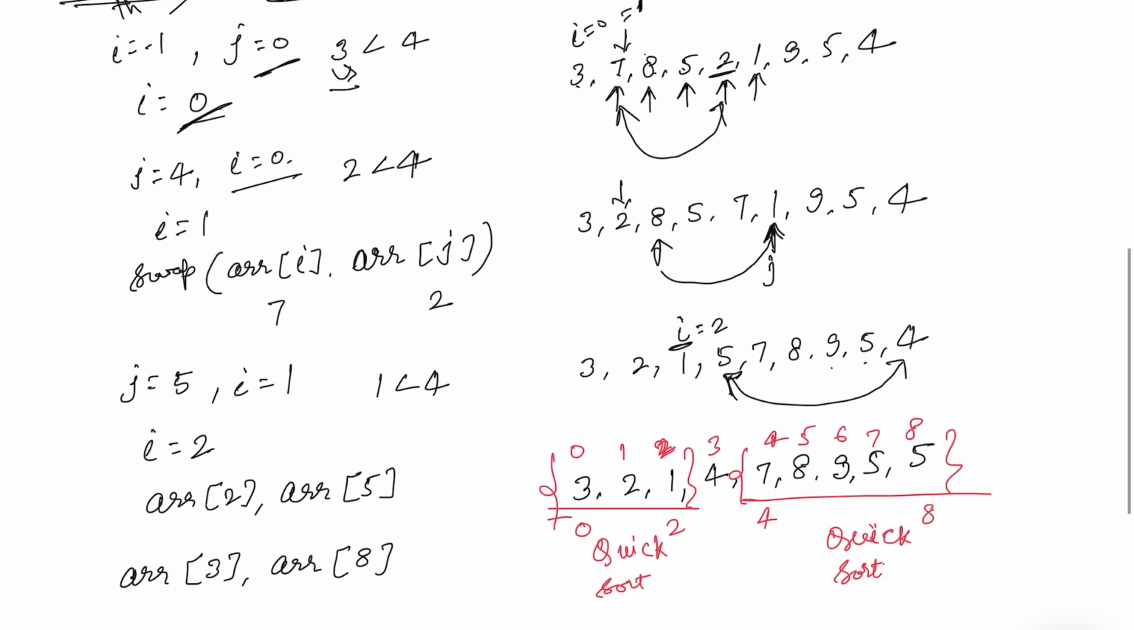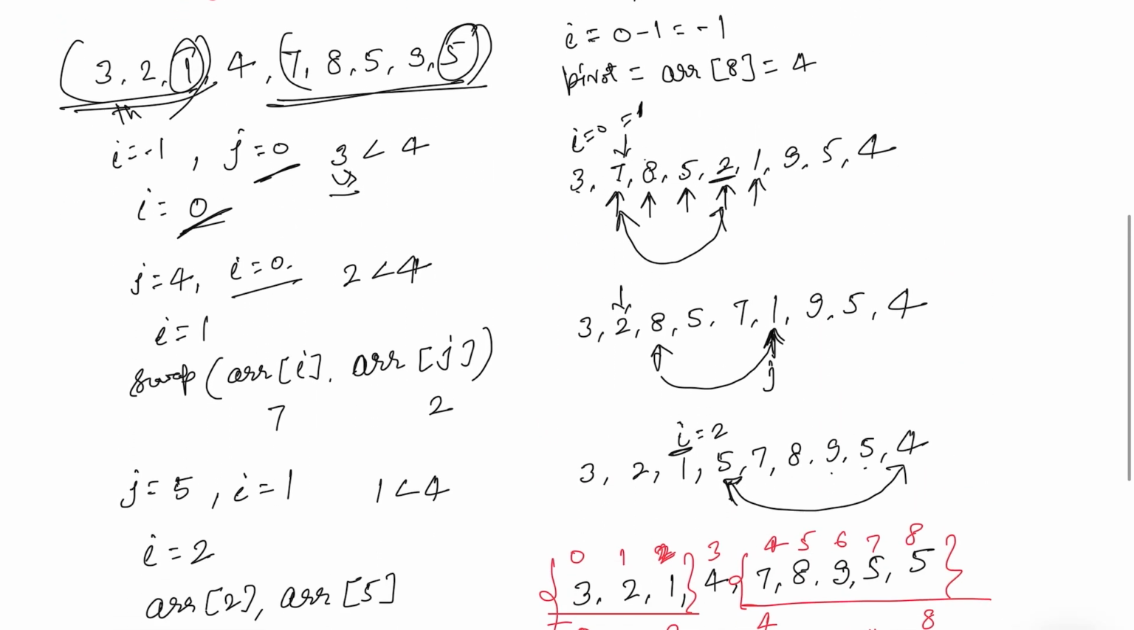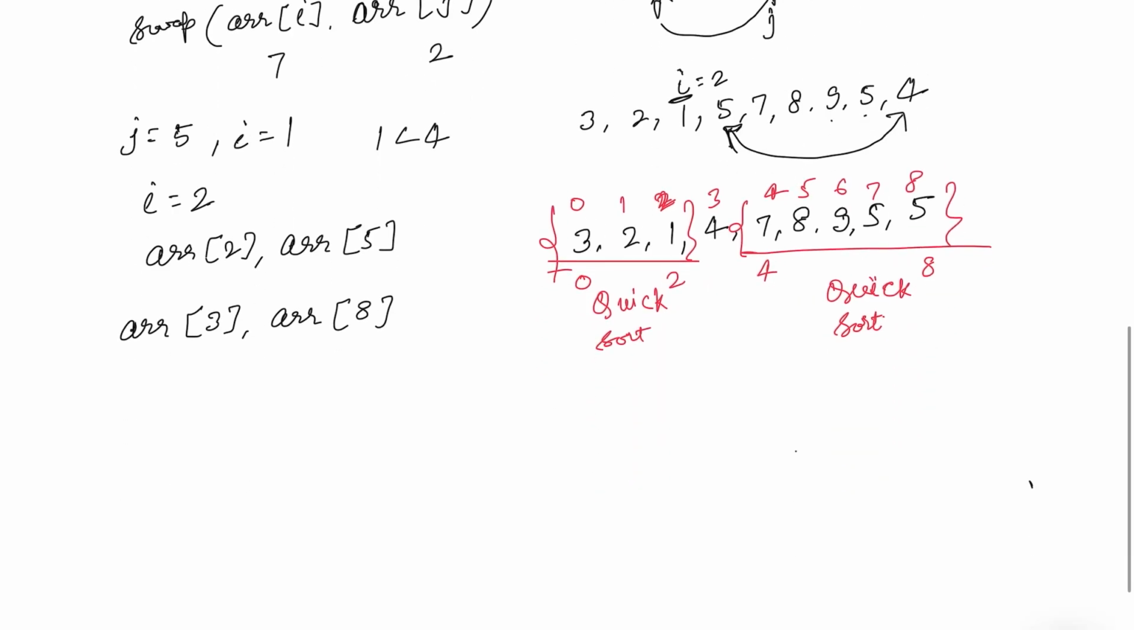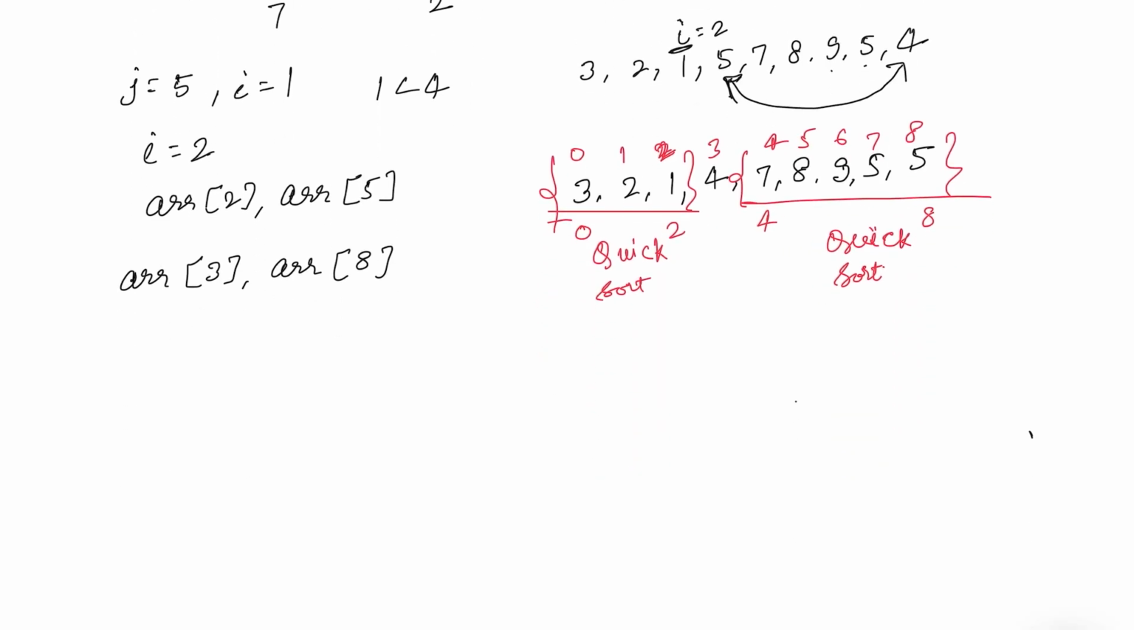Now, in the same way as we have done, we will do the partitioning. I will show by diagram how this will happen. Two arrays have been formed: 3, 2, 1, and the other array 7, 8, 9, 5, 5. Here 1 will be the pivot, and here 5 will be the pivot. See this one at first. 1 is less than 3 and 2. So 1 will come to its correct position.